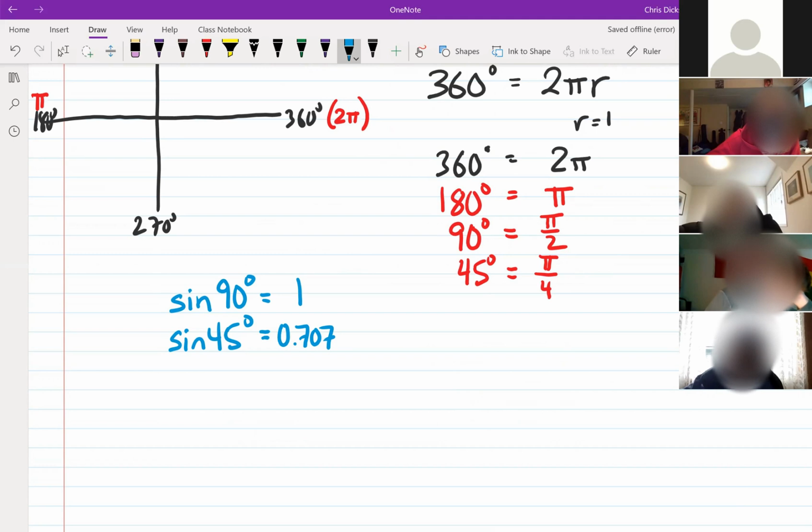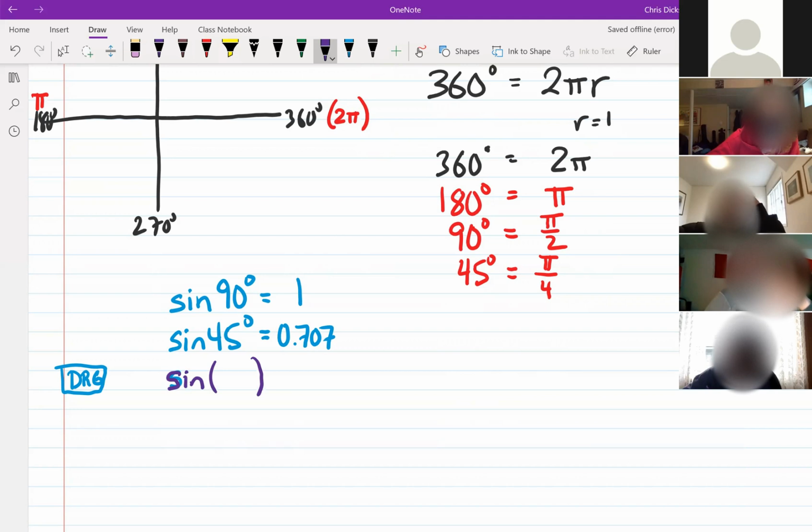Okay, now what I want you to do is with your calculator, I want you to switch to radian mode. So turn your calculator from degrees to radians. So that's that DRG button. Okay. And now I want you to find the sine of the angle that's the same as 90 degrees.